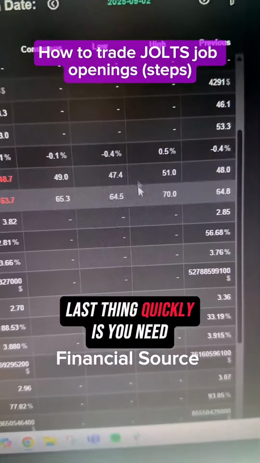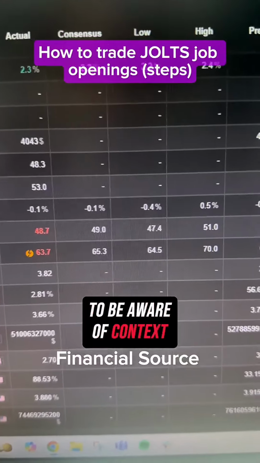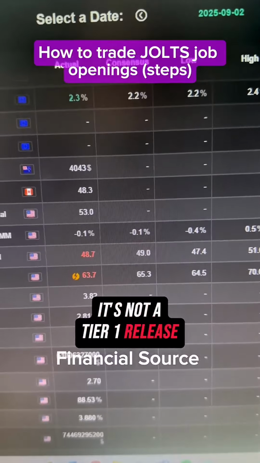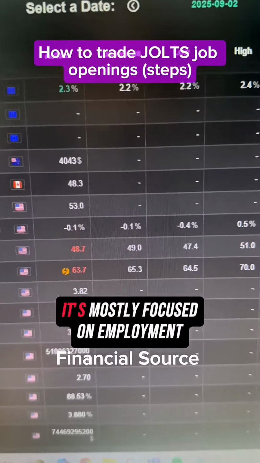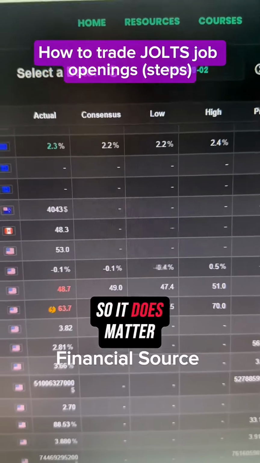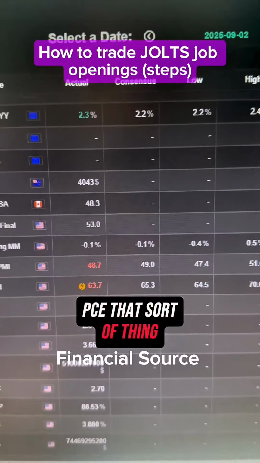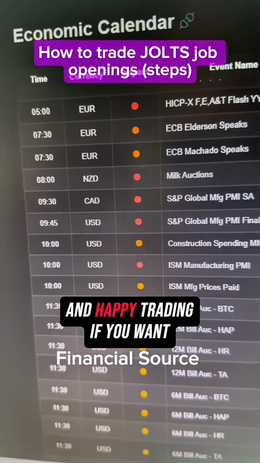The last thing, quickly, is you need to be aware of context. Keep in mind, JOLTS job openings is not a major release. It's not a tier one release. The Fed is mostly focused on inflation, and it's mostly focused on employment. So it does matter, but it doesn't matter as much as non-farm payroll, CPI, PCE, that sort of thing. So just keep that in mind, and happy trading.